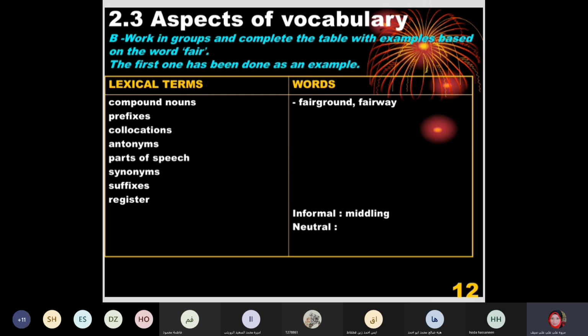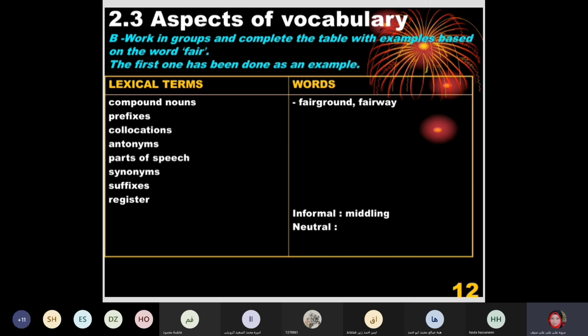So give me examples of synonyms of the word fair. What are the synonyms in the first place? Tell me first, what are the synonyms? Decent. Generous, yeah, you can say that. Generous is a good synonym. Reasonable. What's the synonym in the first place? The same meaning, the similar meaning or the same meaning of this word.